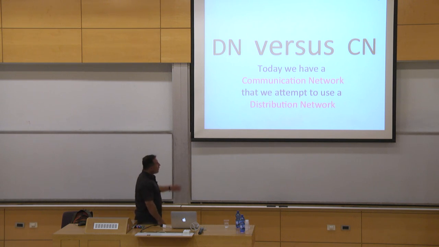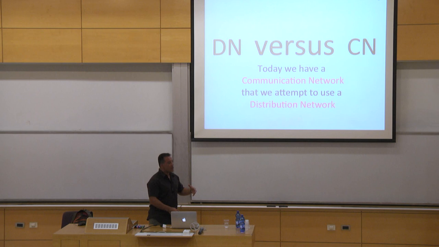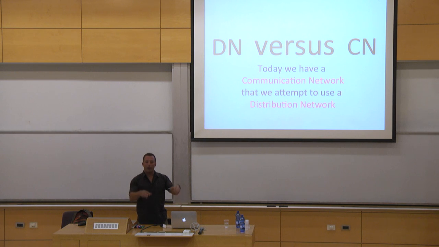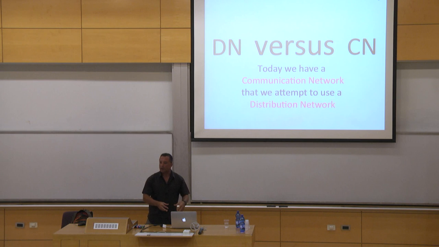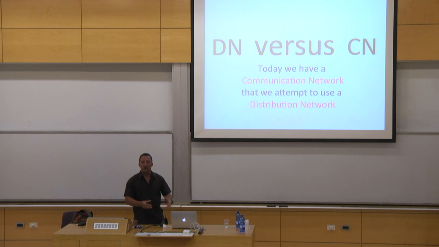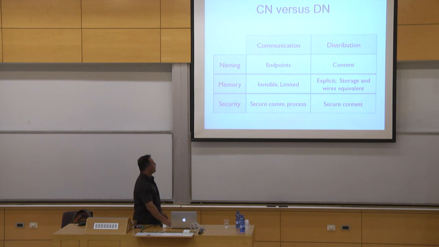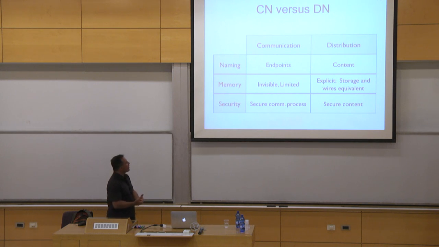So we have this situation where the nature of communication changed, but the underlying protocols have not. So we have a distribution need. We want to use our current communication-centric network for the purposes of distribution. And that is not a good idea in the long run. Right? It's worked so far, but it's not a good idea. And just to give you a brief overview of how they would compare: what is a distribution network as opposed to a communication network?